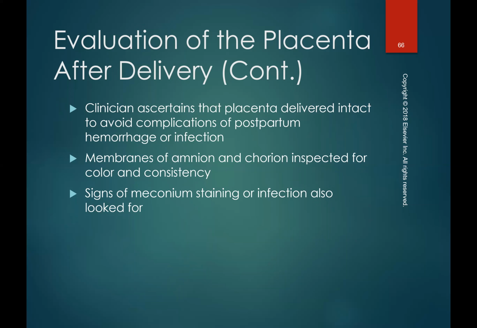The membranes of the amnion and chorion are inspected in color and consistency, and for signs of meconium staining or infection. Meconium staining is where the baby actually has a bowel movement within the utero, and it could cause some problems with the baby, an infection with the baby. So it's important that they look for that.